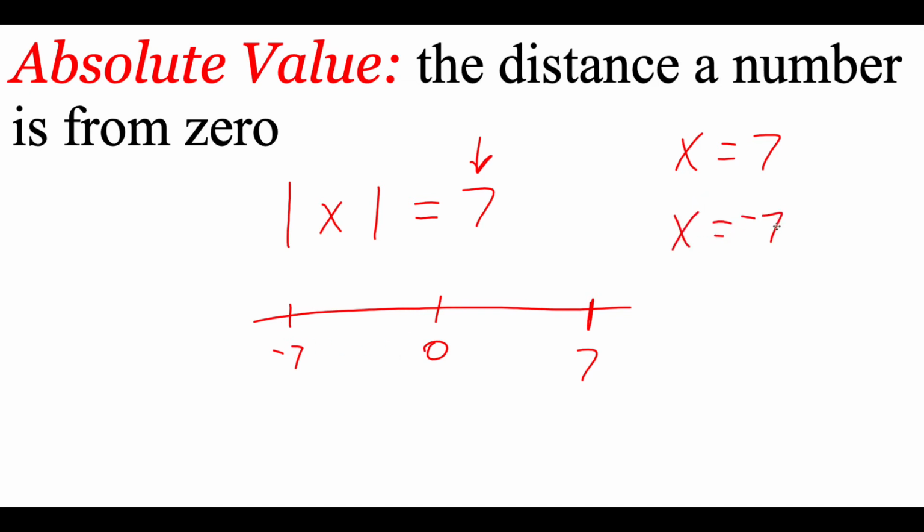So this absolute value equation actually has two answers. It has x equals 7 as an answer, but also x equals negative 7, because both of those numbers are 7 spaces away from 0. It just depends on if you're moving to the right or to the left on your number line.